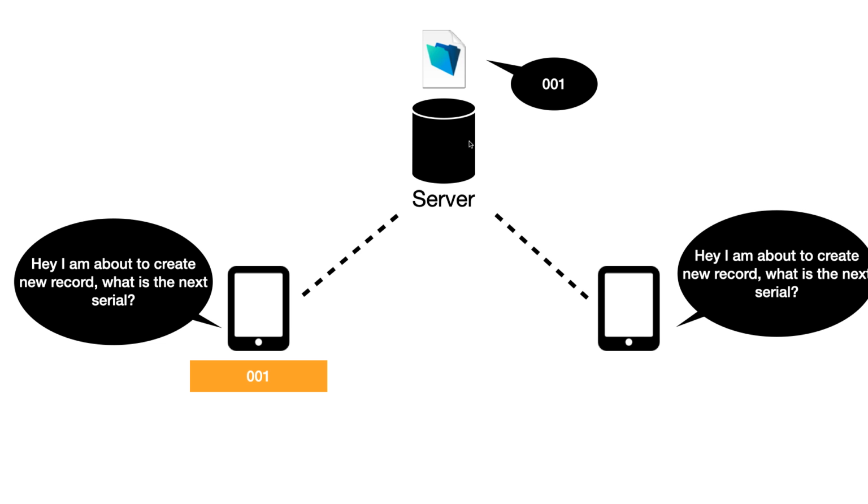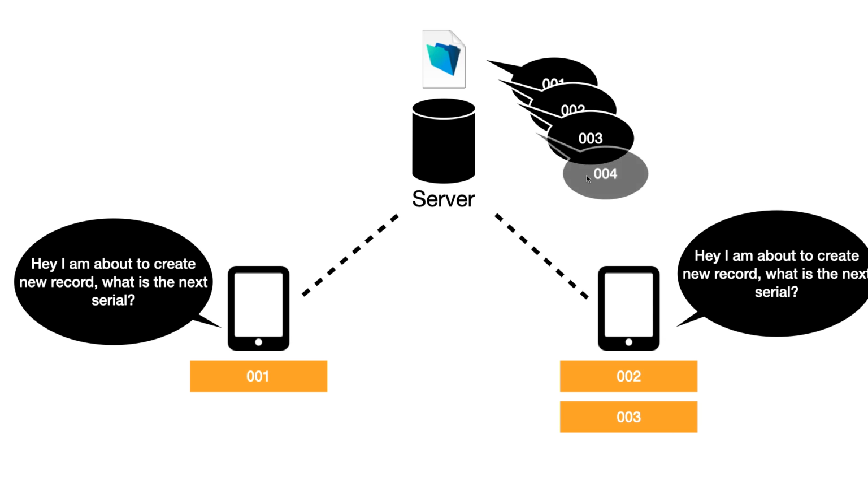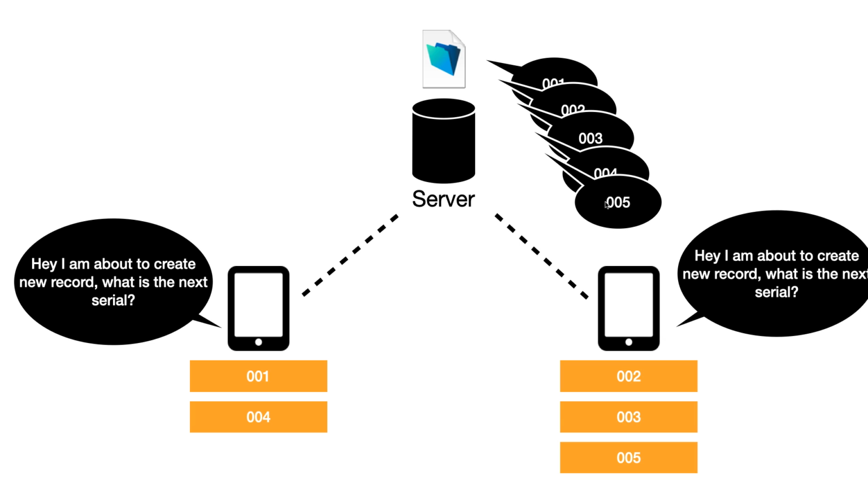And then the server is going to tell it, well, the last one is 001, so this time it's going to be 002. And it is going to create a new record, which is 002. Using this method, they're going to keep creating new records like 003, 004, and 005, etc. So using this method, we will be able to distribute these unique serial numbers to different iPads so that they don't create clashing primary keys.